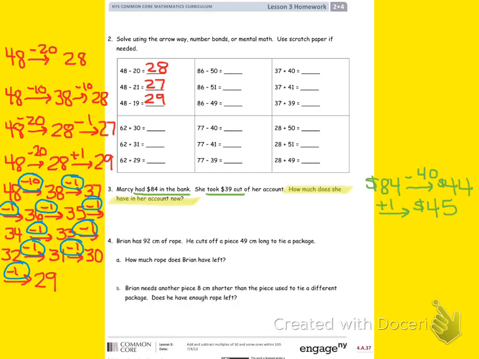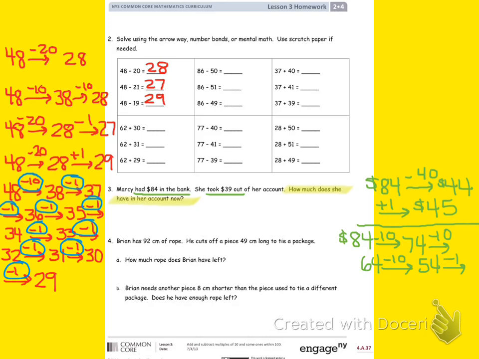Now, if I didn't know how to do it that way, I could do it a different way. I could do $84 minus 3 groups of 10 and 9 ones, because 39 is 3 groups of 10 and 9 ones. So I could do minus 3 groups of 10, 74, minus 10 is 64, minus 10 is 54. Now I'll do the 9 groups of 1.